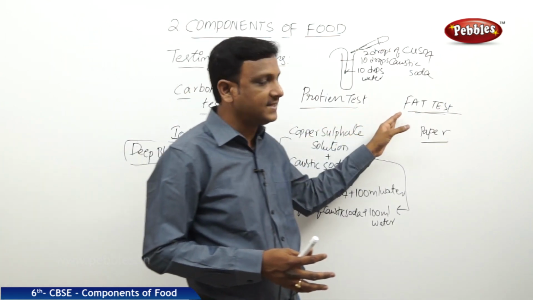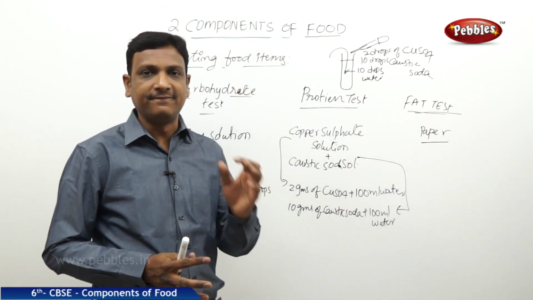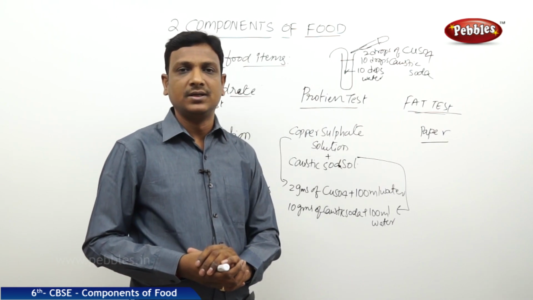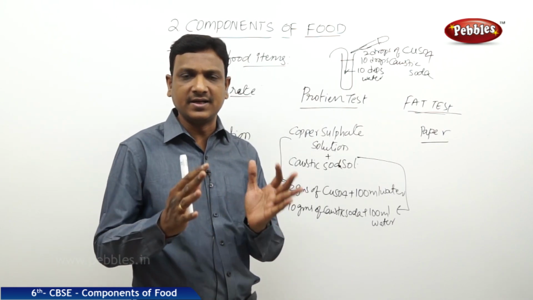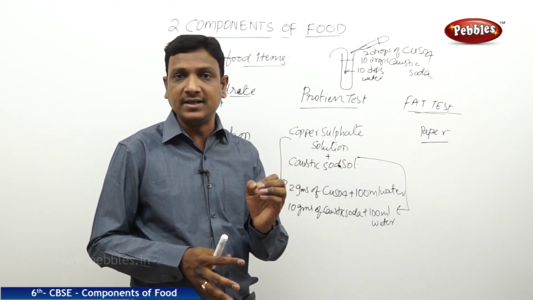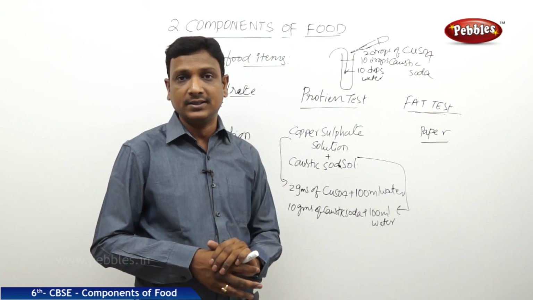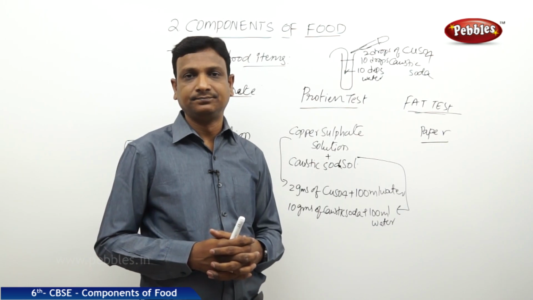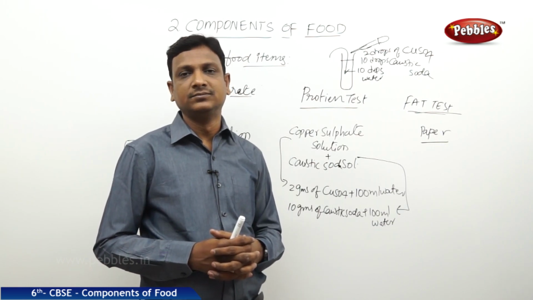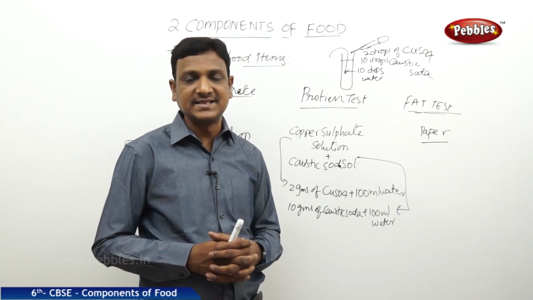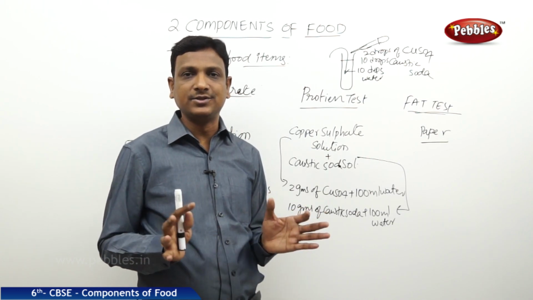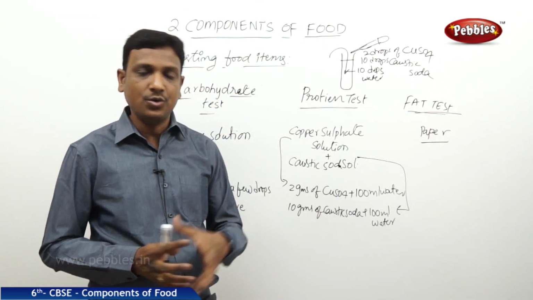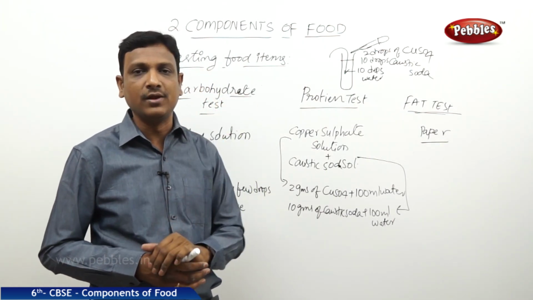The next one is fat test, which is very simple. Fats are nothing but the oils present in the food items. Most of the food items contain certain amount of fat, but some items contain large amount of oil. Groundnut, we get groundnut oil for cooking purpose, sesame oil, coconut oil, mustard oil. So all these oils are from seeds which contain high amount of oil. You wanted to test whether a food item has got oil or not.